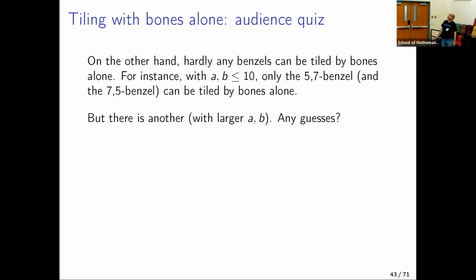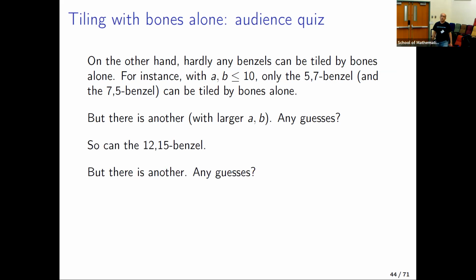10, 14, that is incorrect. 12, 15 is the next one. Okay. Anyone have a guess what the next one would be? 22, 26 is correct. That's right. So what's the pattern?